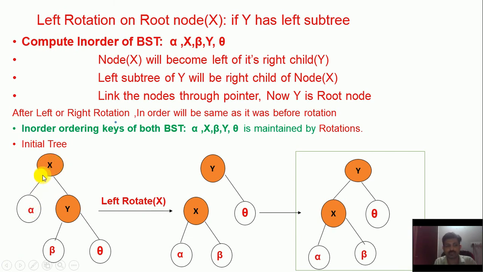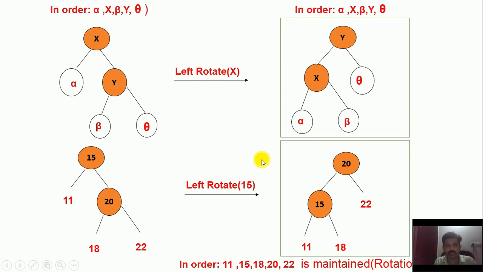So what to do: node x will be placed at the left of its right child y, and the left subtree of y, that is beta, will be placed at the right side of x. We will link the pointers, make the connection, and make y the root node. This type of structure will come after left rotation. We will learn by example where we have to perform left rotation on node x.